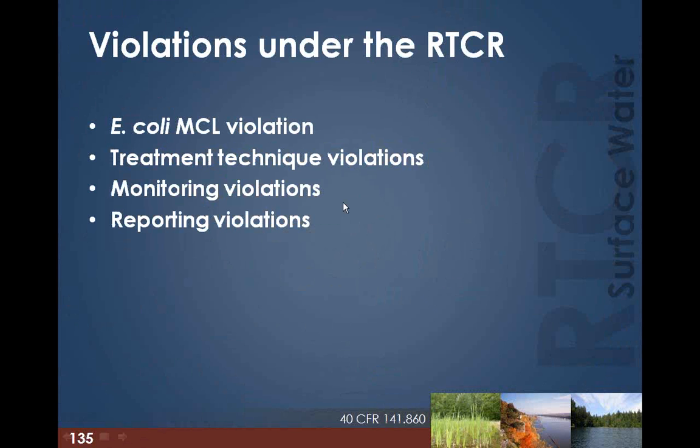So under the RTCR, there are basically 4 categories of violations. The public water system can either get an E. coli MCL violation, a treatment technique violation, a monitoring violation, and a reporting violation. Now, it's important to note, if it wasn't mentioned or if none of the participants recognize this, that under the RTCR, the monitoring and the reporting violations are now separated. Under the TCR, it was one type of violation. It is now 2 separate violations.